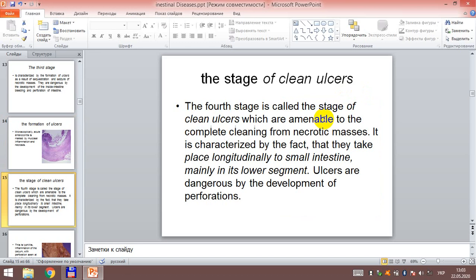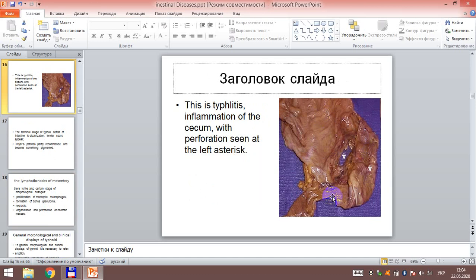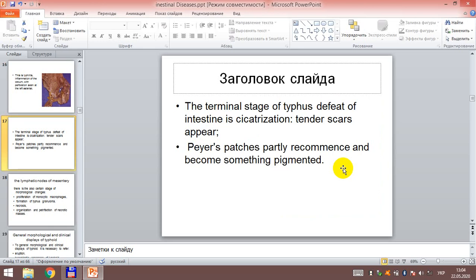The stage of clean ulcers. The fourth stage is called the stage of clean ulcers, which are cleared completely of necrotic masses. It is characterized by the fact that they are located longitudinally to the small intestine, mainly in its lower segment. Ulcers are dangerous by the development of perforations. This picture microscopically shows a complication of typhus. This is typhlitis, inflammation of the cecum with perforation seen at the left asterisk.